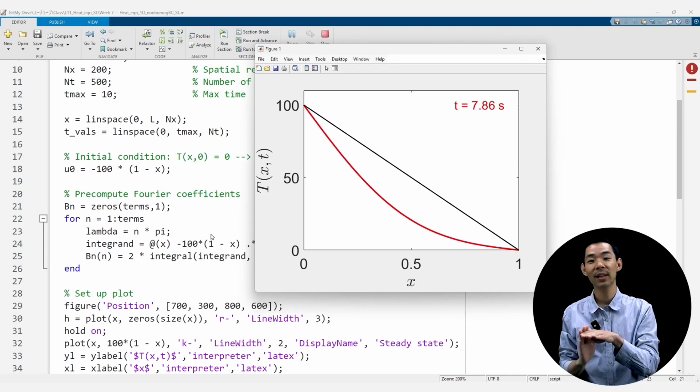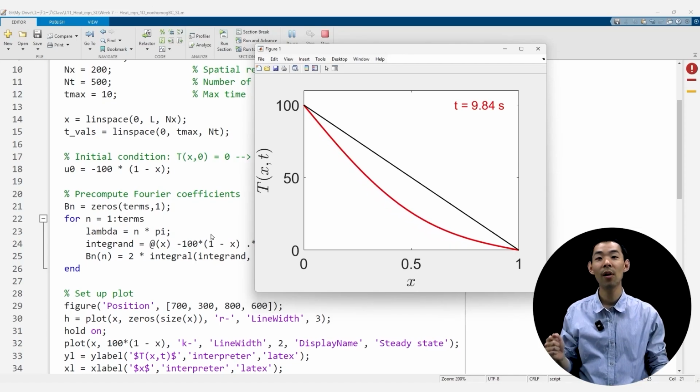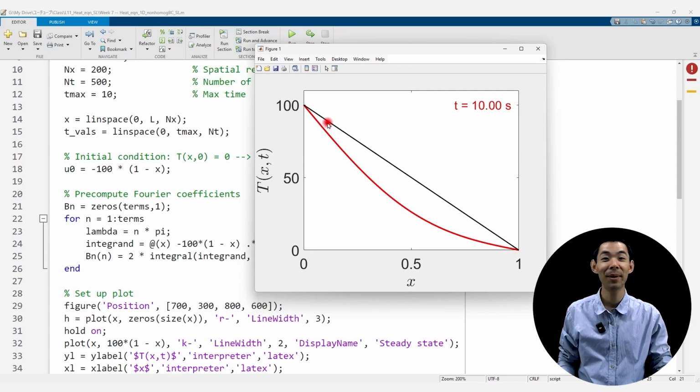And I'm plotting this as a function of x dimension along the x-axis from 0 all the way to L equal to 1. Now, the black line right here is the final steady state solution. That's the mx plus b solution, where the boundaries are pinned at 100 degrees on the left and 0 degrees all the way on the right. So those 2 points are always satisfied across all time.